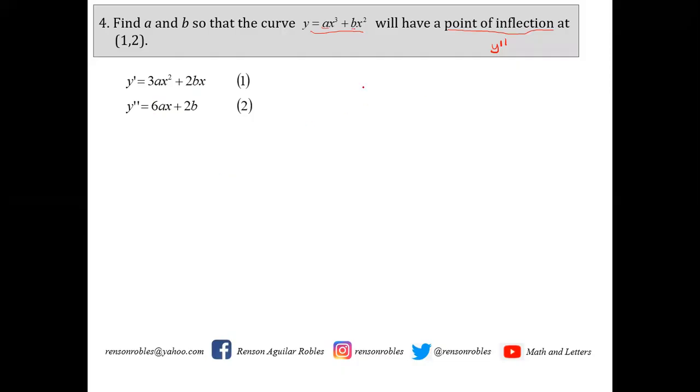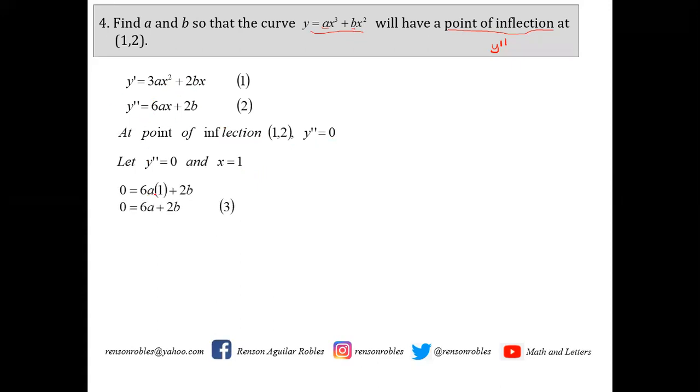And then since at the point of inflection (1, 2), y double prime equals 0, we let y double prime be 0 whenever x equals 1. So using equation 2, we have 0 equals 6a times 1 plus 2b. And then we have 0 equals 6a plus 2b, and we call this equation 3. And then since this point of inflection (1, 2) is a point on this curve, we let x equal 1 and y equal 2. And then we just replace y by 2 and x by 1. So we shall have 2 equals a times 1 cubed plus b times 1 squared.